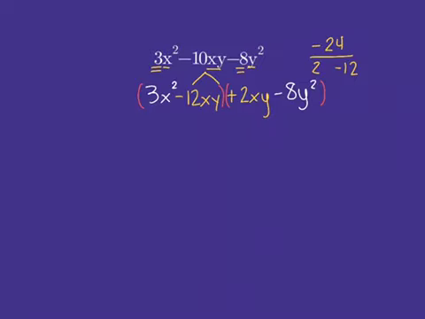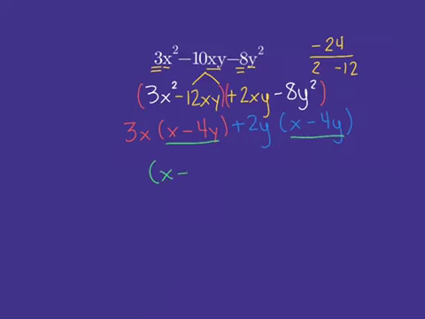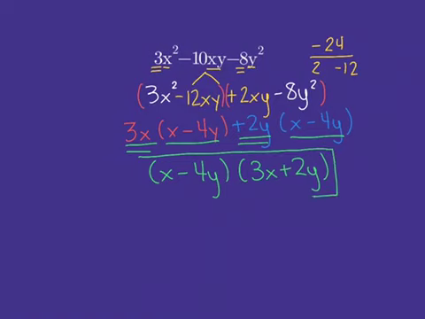Out of our first group, we can take out a 3x, which leaves us with x minus 4y. Out of our second group, we can factor out a positive 2y, which will also leave us with x minus 4y. Again, our parentheses are exactly the same, so we can factor out the x minus 4y. And that leaves us with this 3x and this plus 2y to create our second binomial. So this factors into x minus 4y times 3x plus 2y.